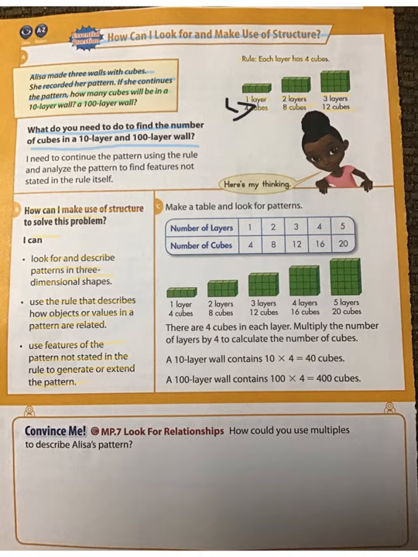So if I look at my pattern, for 1 layer, I have 4 cubes. For 2, I have 8. For 3, I have 12. 4, 16, 5, 20. We're just multiplying by 4 each time. So in a 10-layer wall, you're just going to do 10 times 4, which is going to be 40. And in a 100-layer wall, you're going to do 100 times 4, which is going to be 400.